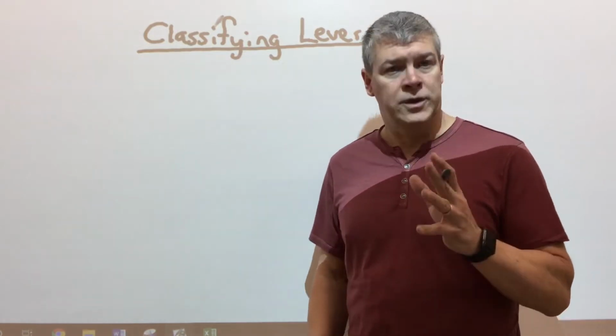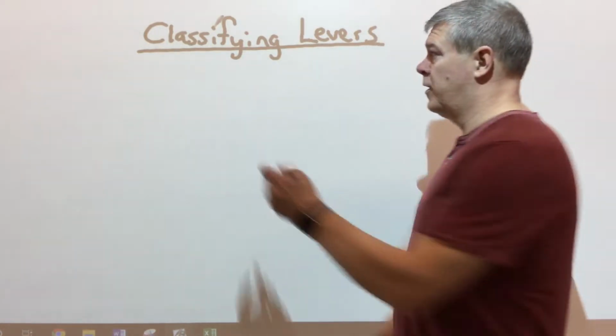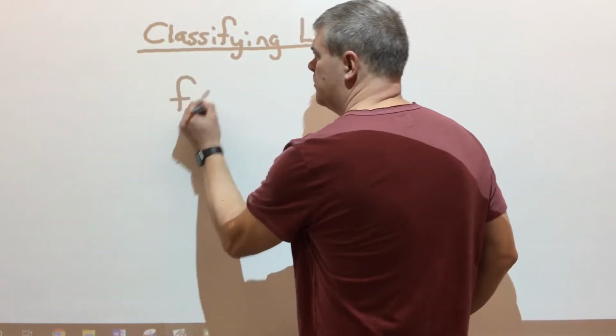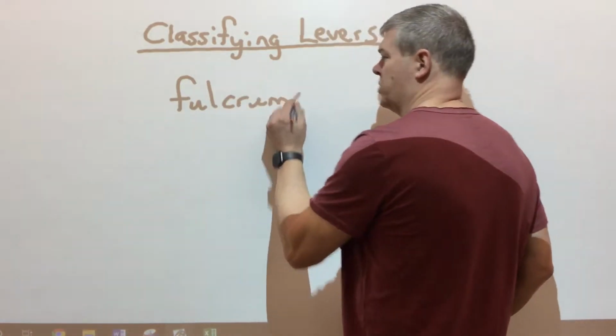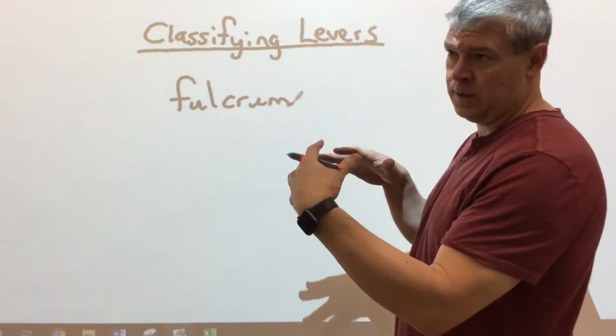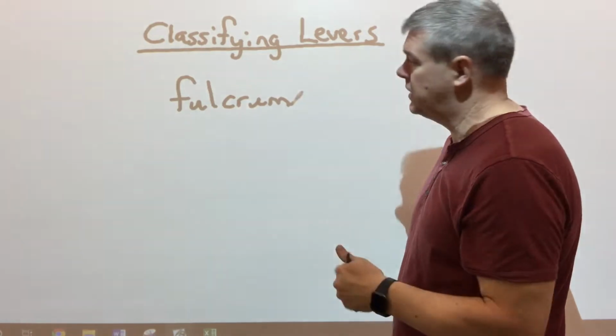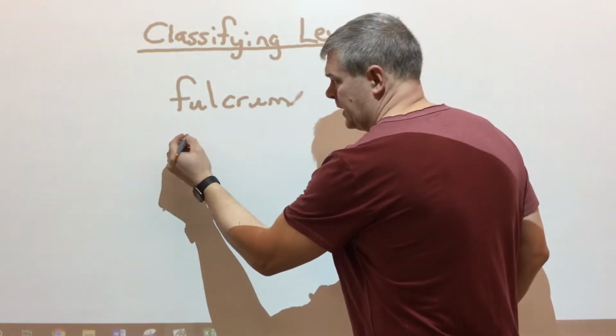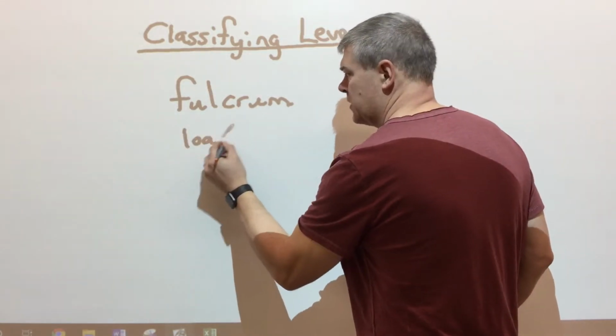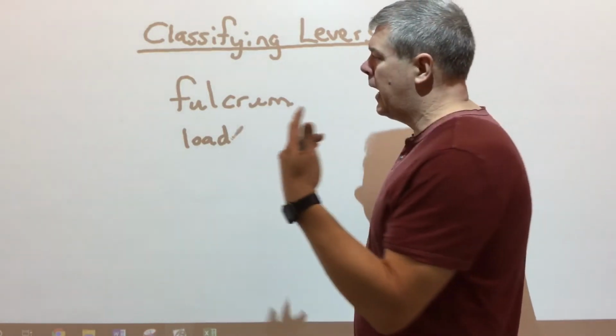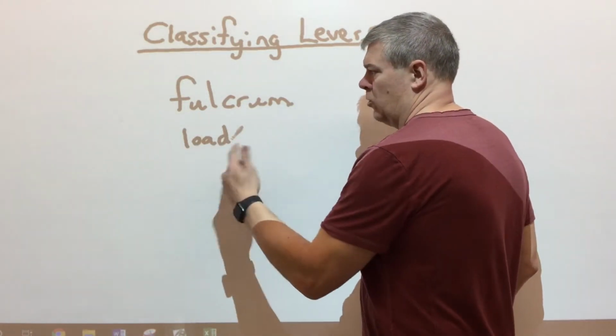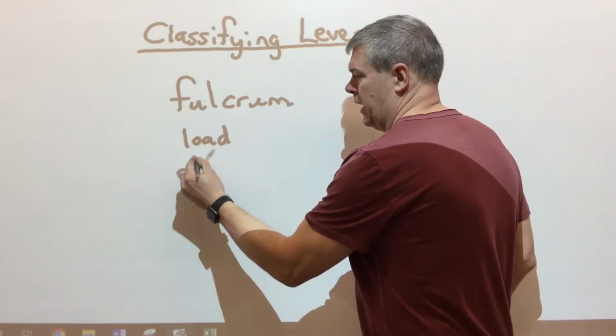All levers have three common parts. They have what we call a fulcrum, which is the point that the device pivots or rotates on. There's a place where the load will sit, and there's another location where the effort force is applied.